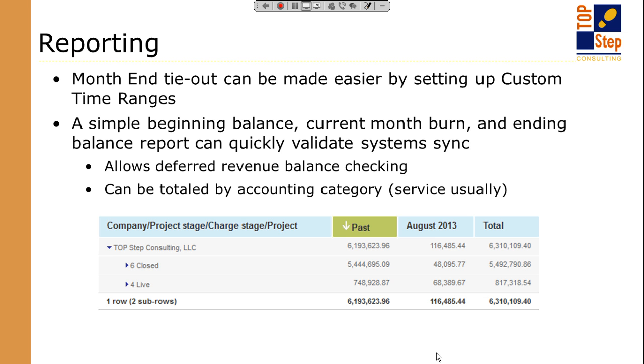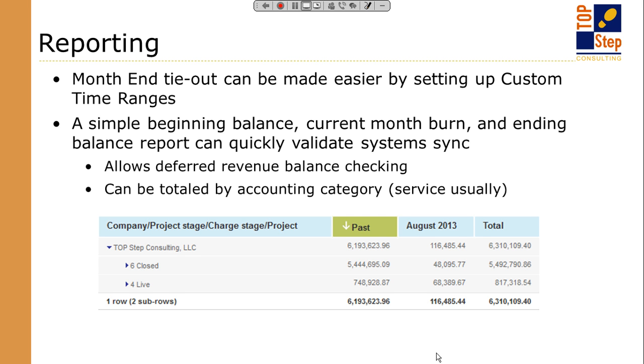And finally, with the custom time ranges, for those of you in the accounting world, you tend to look at opening balance, current month, closing balance type reports often. And OpenAir can accommodate those kinds of reports by setting up custom time ranges. A custom time range is where you tell the system how to bucket the transaction information according to specific date ranges that you give it. In the example on the screen, I have two date ranges. One is called past and one is called August 2013.